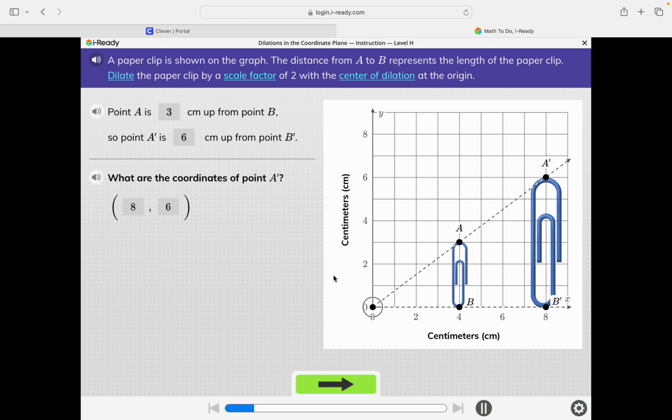So I told you, where will be the A prime? You said 6. Why the 6? You forgot about the Y. First you have to go to the X. X is 8, because when the B is at 4, the A was at 3. Now when the B prime is at 8, the A prime will go up.